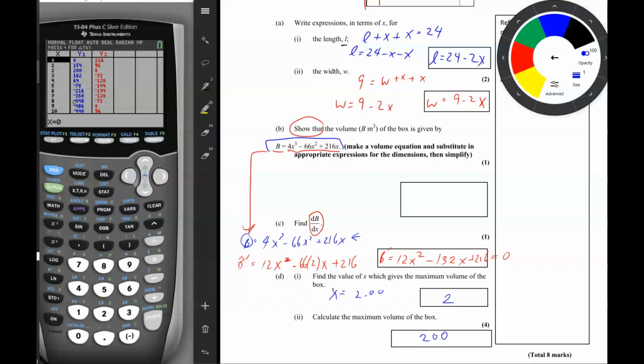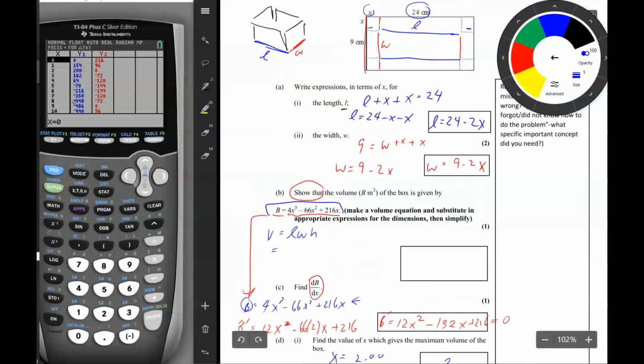And so basically, we know that volume is always, for a rectangular prism, length times width times height, right? And we already have expressions for length and width. We just don't have an expression for height. But remember, this black line here is x. So we actually do have an expression for height. So first we're going to write that L is 24 minus 2x. Then W is 9 minus 2x, and then H is actually just x, right?